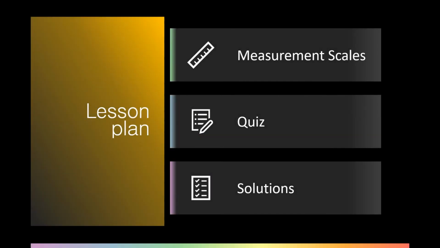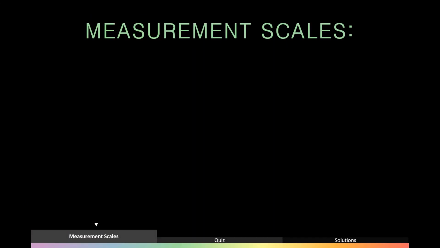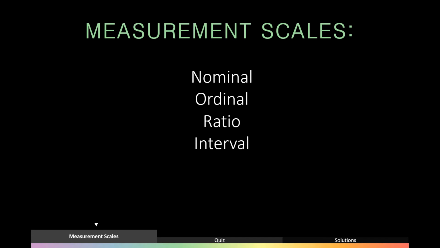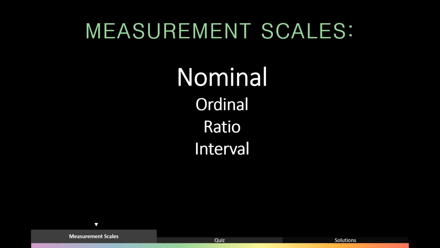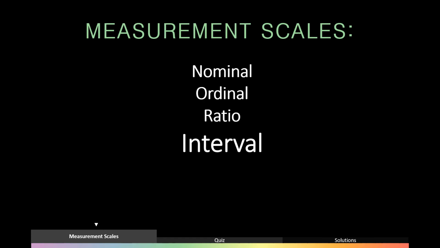In today's lesson, we will cover measurement scales. Measurement scales describe the type of information provided by data for different variables. There are 4 scales of measurement: nominal, ordinal, ratio, and interval. It is important to note that nominal and ordinal are scales of measurement for qualitative data, and interval and ratio are scales of measurement for quantitative data.